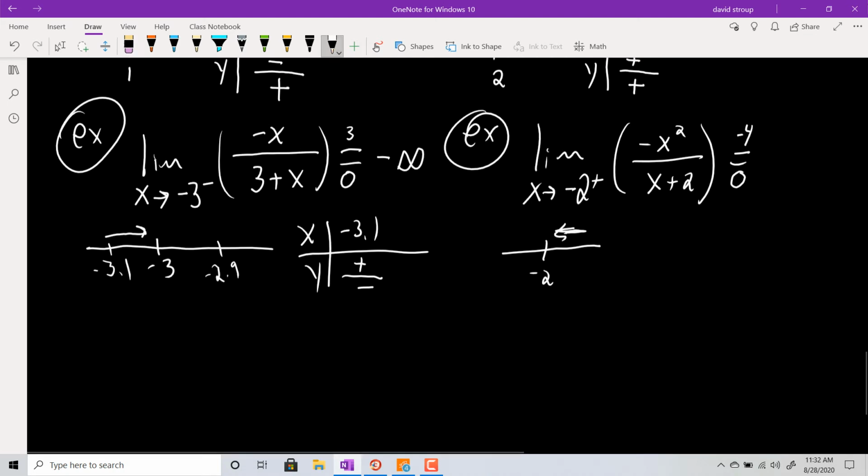From the right. And then do my little table. Okay, so I'm thinking numbers like -1.9. If you plug -1.9 into the numerator, negative parentheses -1.9 squared is the negative of something positive, which will be negative, and the denominator, -1.9 plus 2, is positive. So again, you're going to get a negative infinity.